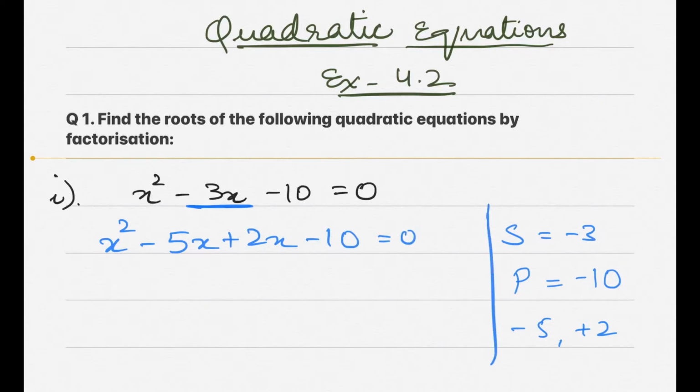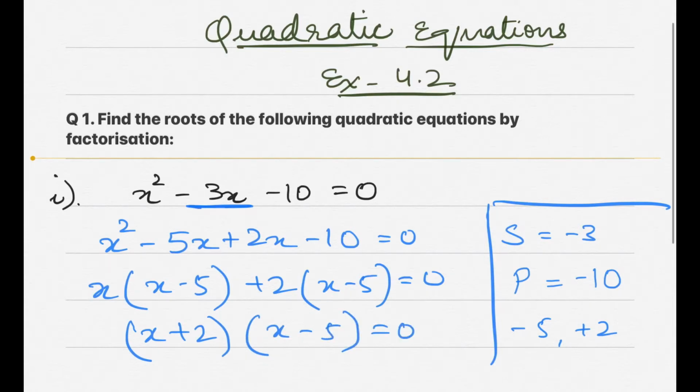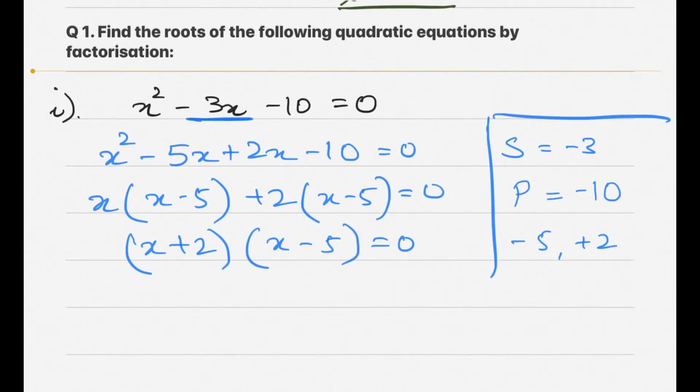Now this would give me x is common here, x minus 5 plus 2 is common, x minus 5 is equal to 0. So my factors for that equation are x plus 2 and x minus 5, right? So if x plus 2 is equal to 0, x will be -2, right? We think so because the product of these two binomials is 0, correct? So either one is 0. We have to think like that, right? That's how we find the root.